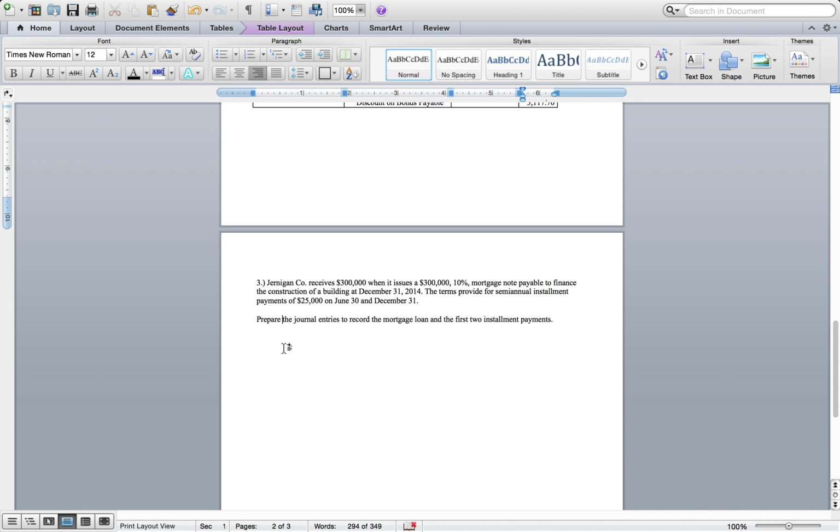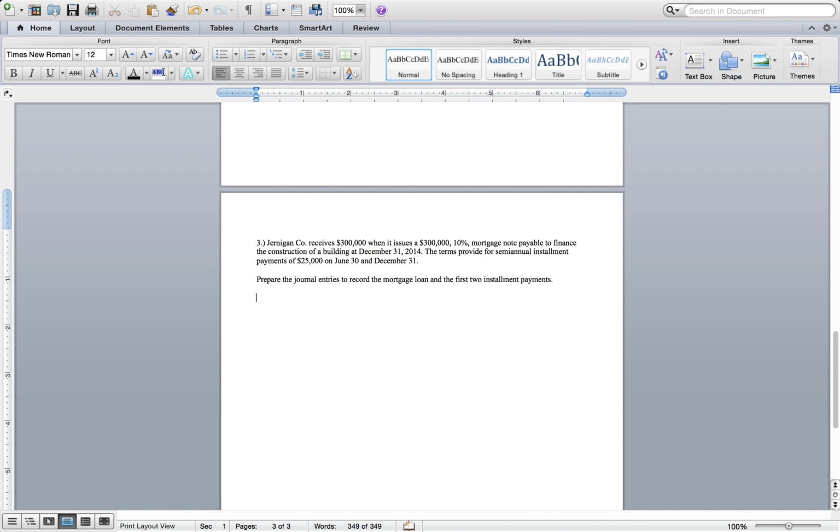Okay. Let's go to the last one now here. It says Journey & Company receives $300,000 when it issues a $300,000 10% mortgage payable to finance the construction of a building at December 31st, 2014. The terms provide for semi-annual interest payments of $25,000 on June 30th and December 31st. Prepare entries to record the mortgage loan and the first 2 installment payments.